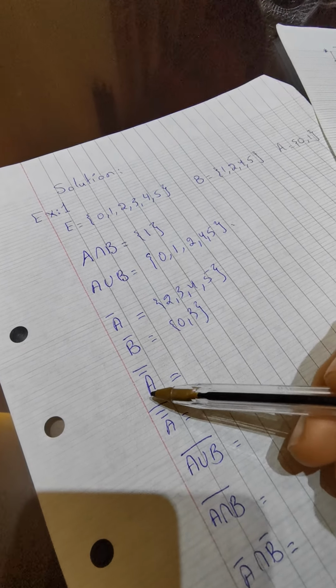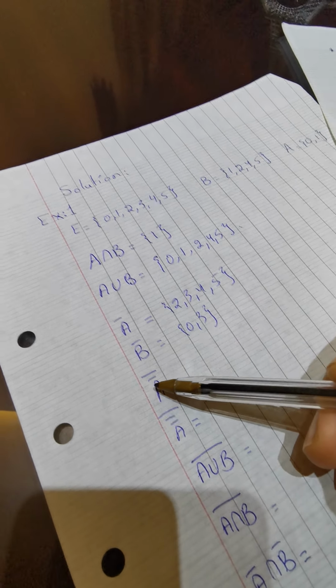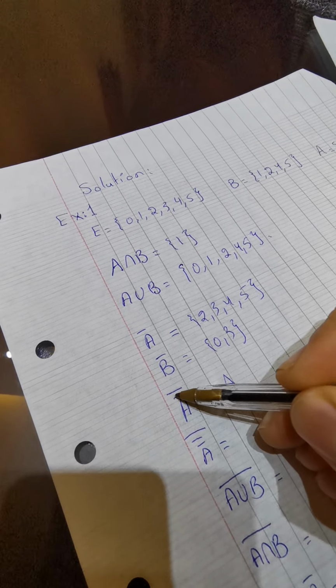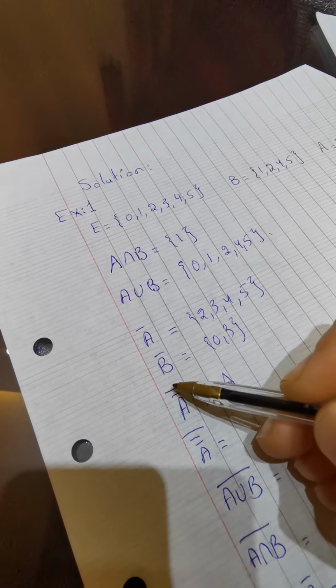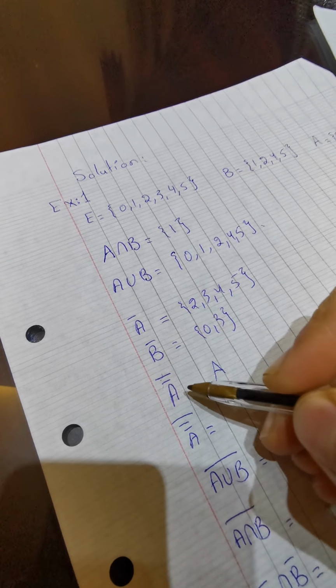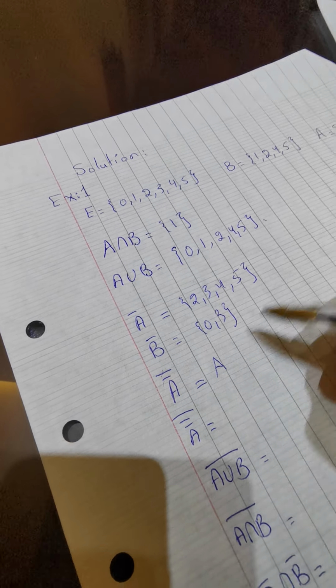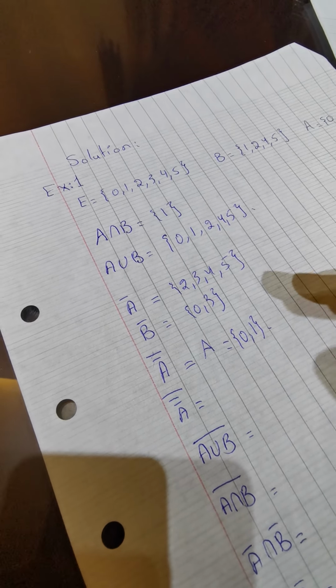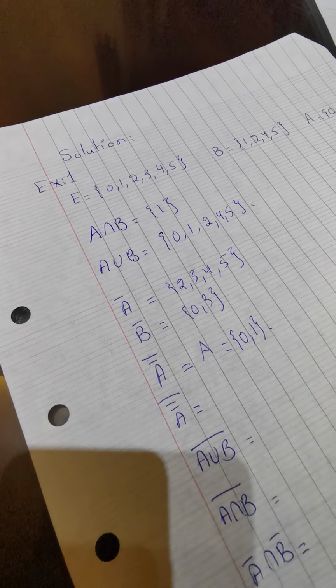Now here, what is A bar bar? A bar bar will return to be A. Why? Because every bar deletes the other bar. Here it's like this bar will remove this bar. We will get again A. So we will write set A, which is 0, 1. So we have a rule that every bar removes a bar.